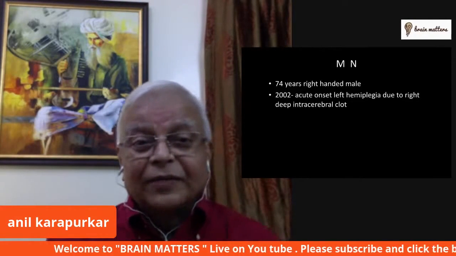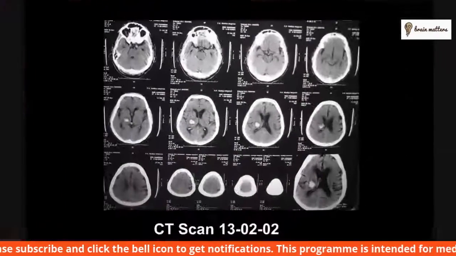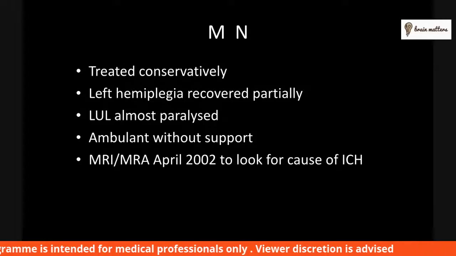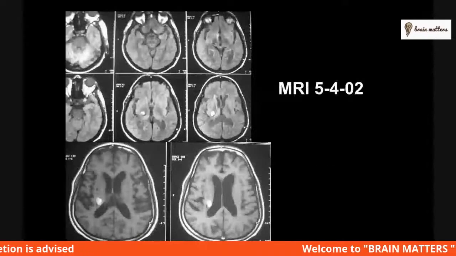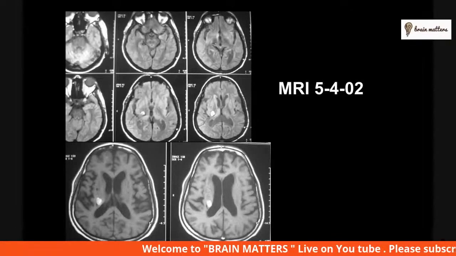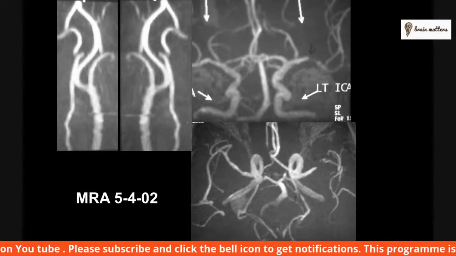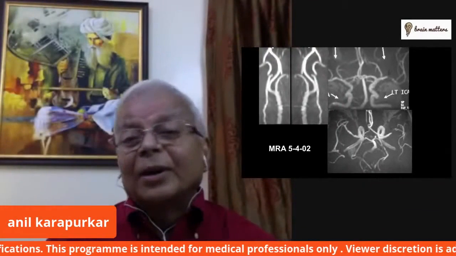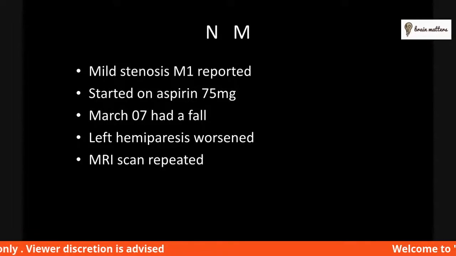This is another patient, again a very interesting gentleman, who was 74. In 2002, he had acute onset hemiplegia due to this small clot. And he was treated conservatively, of course, for the small clot, and he recovered, but he had a mild left hemiparesis, which was residual. An MRA had been done at that time, and the MRA had shown a stenosis of the left M1, as you can see here. There is a very tight stenosis. This was in 2002. Obviously, the quality of the MR is not very good. So he was started on aspirin because of this stenosis.